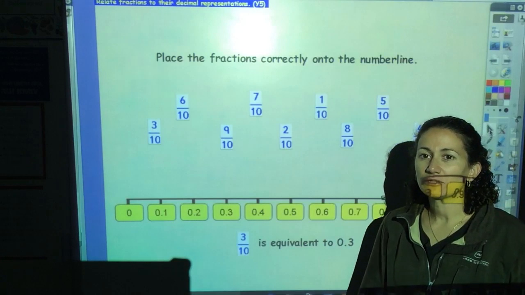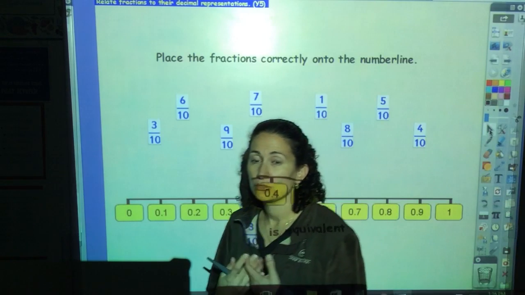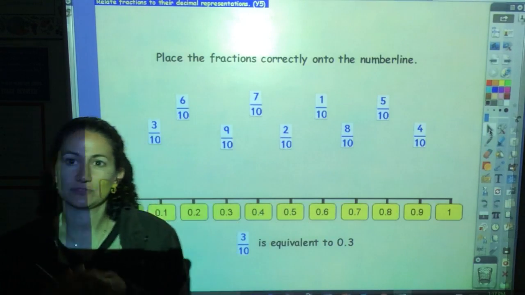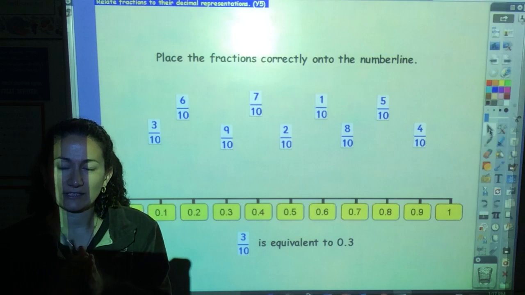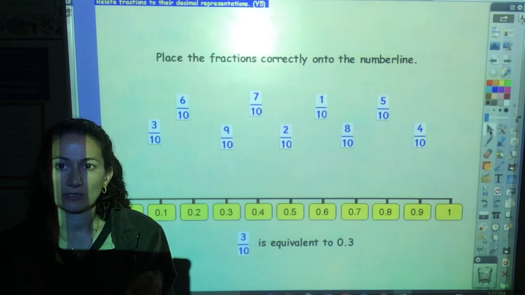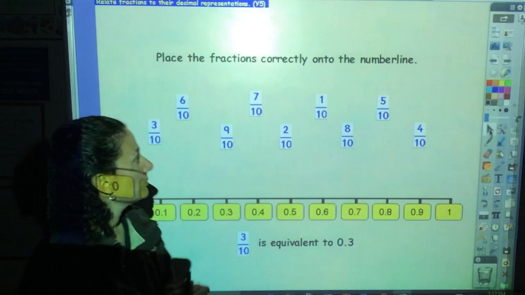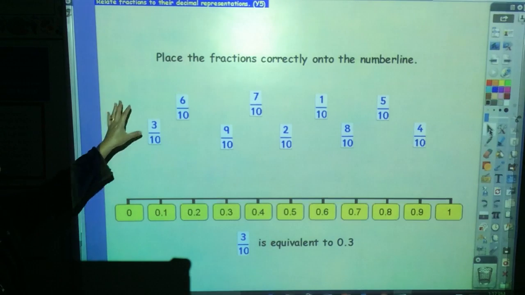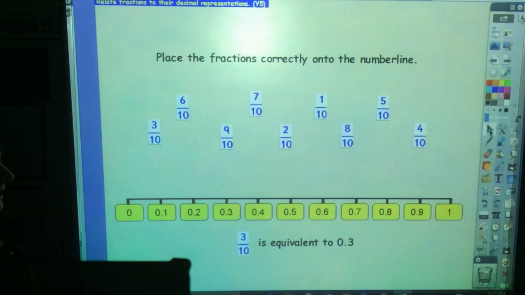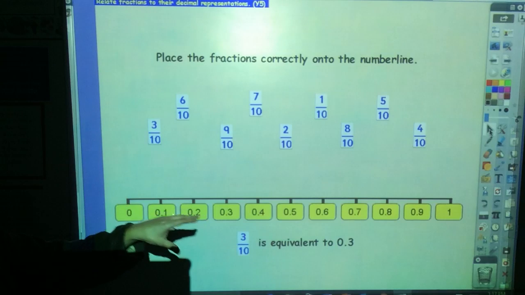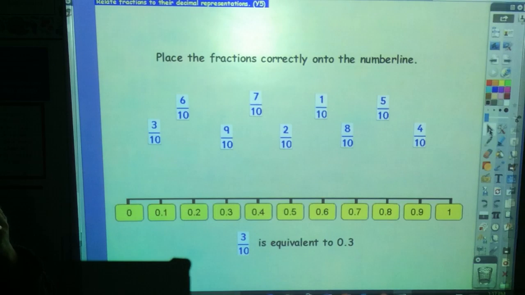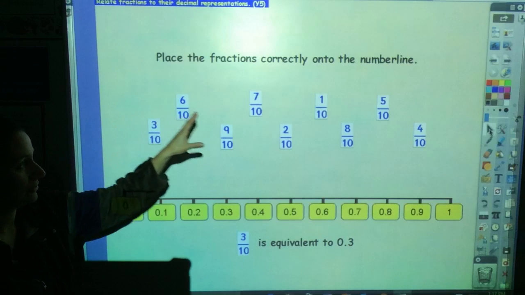Today I'm going to be showing you how to write decimals as fractions. Decimals and fractions are ways to write parts of a number. So behind me here I have some examples of fractions. I'm just going to place them on the number line here so you can see how they match up. Very simple, these are all tenths.